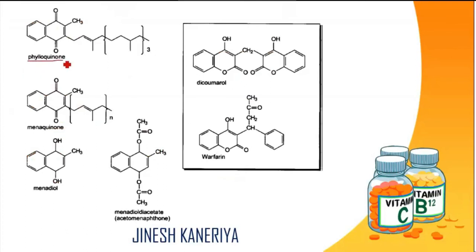So this is the structure of phylloquinone, this is the structure of menaquinone, and this is menadiol diacetate. There is structural similarity, but the functional groups are changed on the basis of modification, while the two-ring structure is common in these vitamins: phylloquinone, menaquinone, and menadiol diacetate.